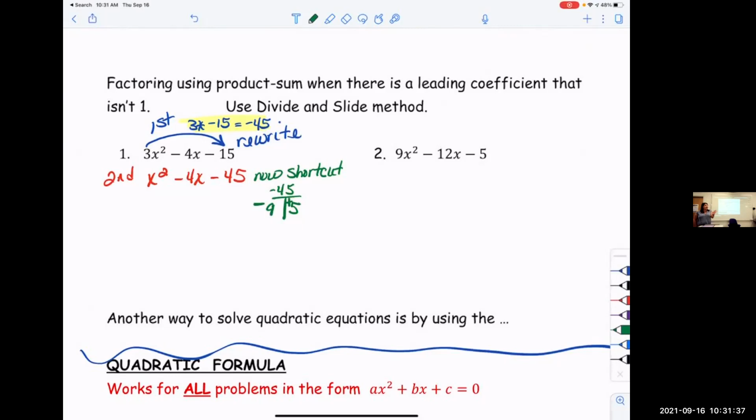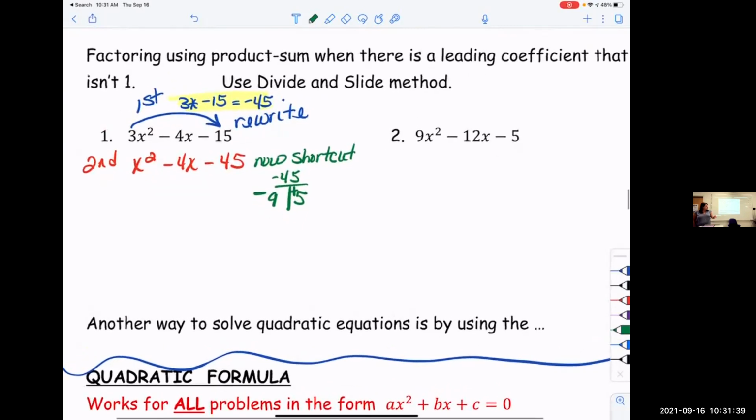This is just what we've been practicing. Okay. All right. So now let's check it. -9 times 5, -45. -9 plus 5, -4. I'm ready to go for my parentheses. All right, but that's not the answer because we got to go for the divide and slide now. But we're close. So we turned it into shortcut, did the shortcut method, then we're going to hit divide and slide to get our answer.